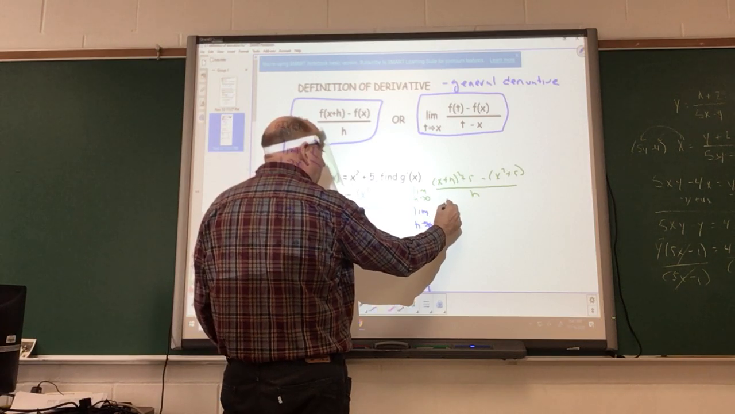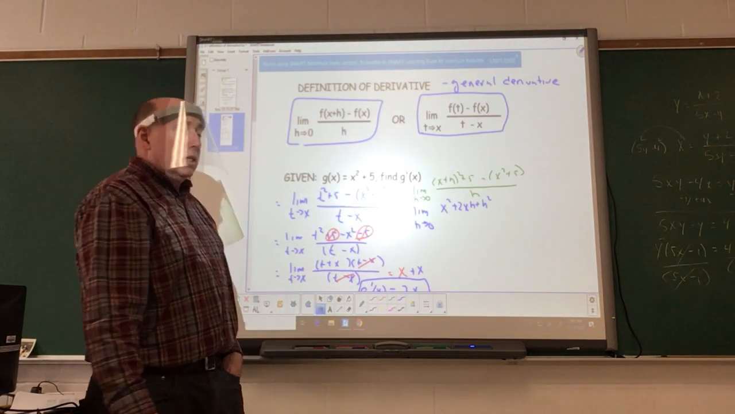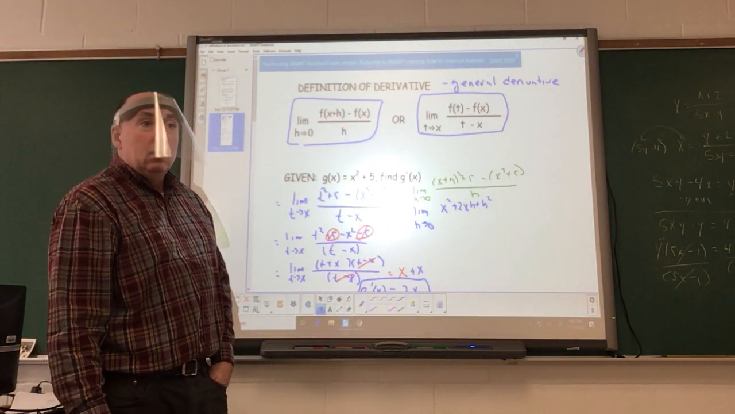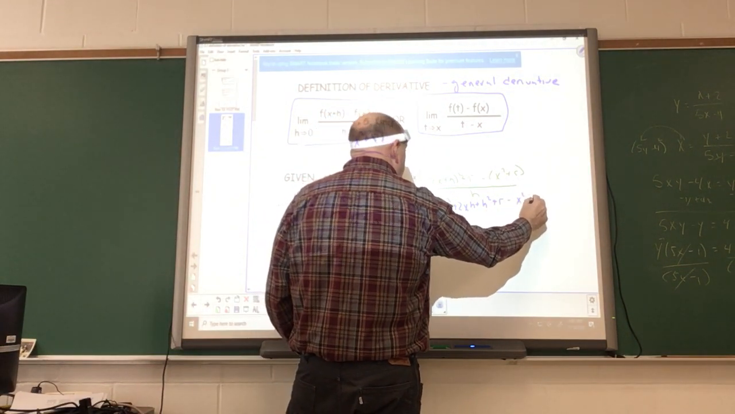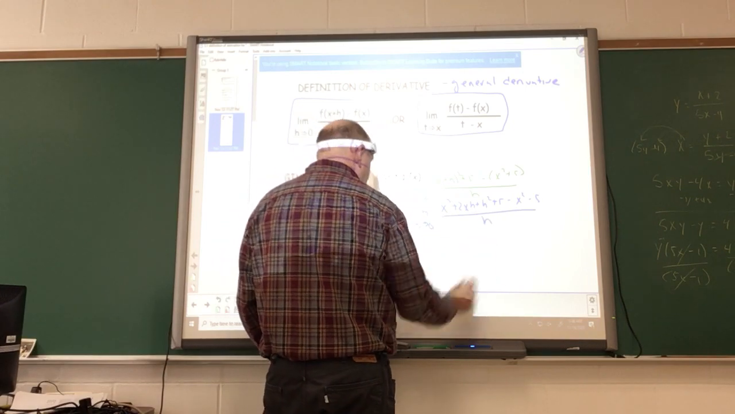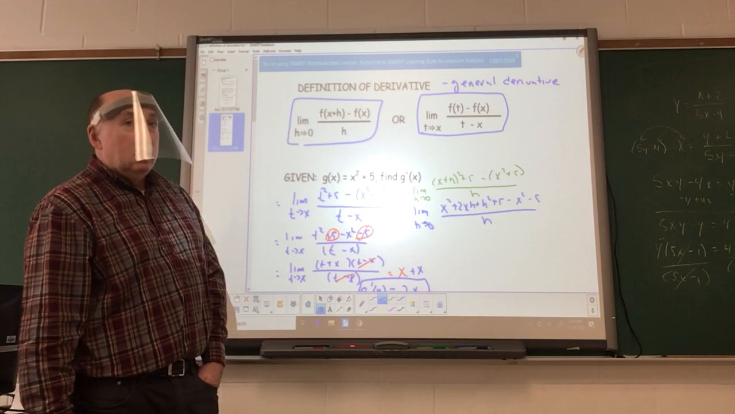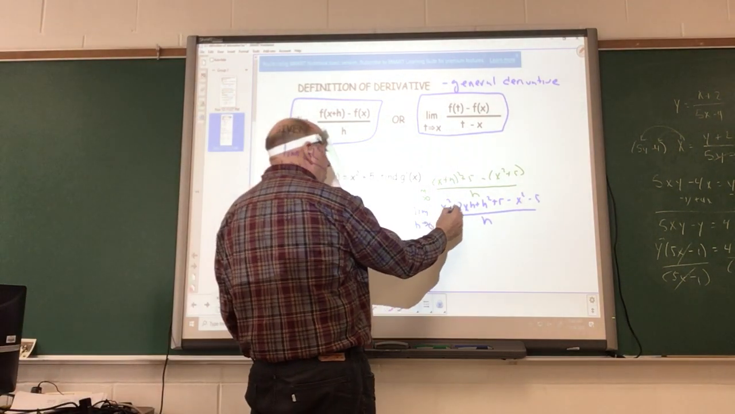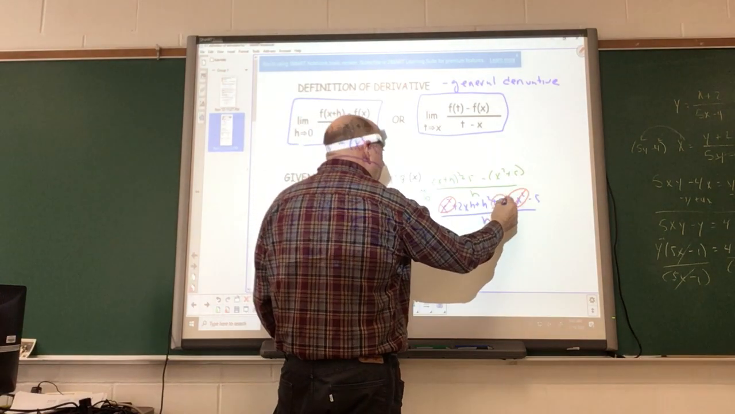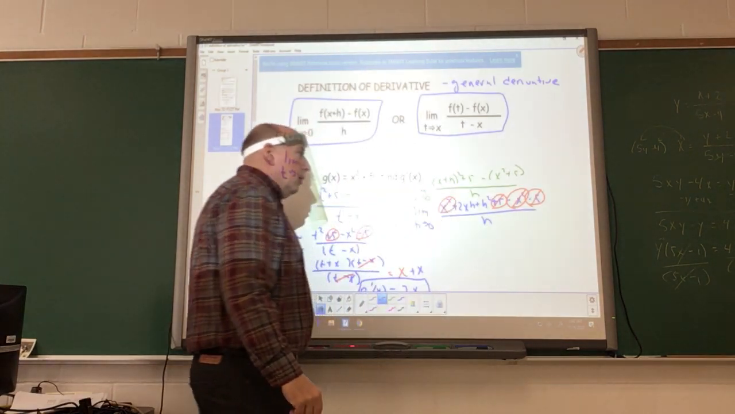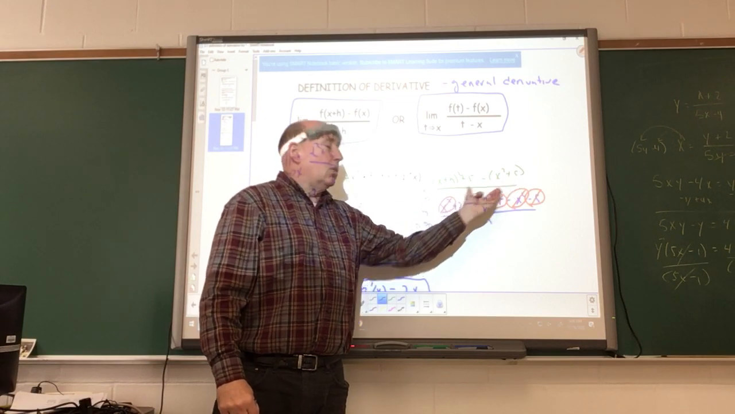But if I expand this out, we have x squared plus 2xh plus h squared. If you use this technique, I would suggest that you memorize that. Plus 5, and then minus x squared minus 5, and this is all over h. The x squareds cancel out. The plus 5 and the minus 5 will cancel. And what you'll see each time is this function here will always cancel out with terms in the front.